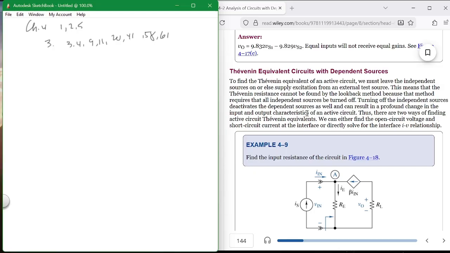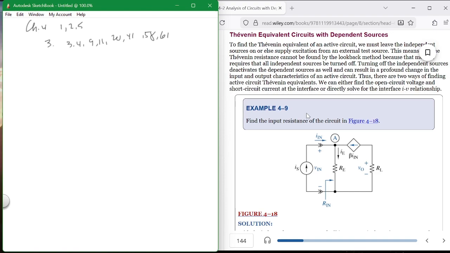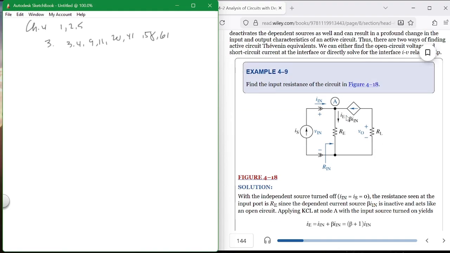Thus, there are 2 ways of finding active circuit Thevenin equivalents. I'm not going to ask you to do this, by the way, in a test. Thank you, Professor Evans. But this is how it's done. We can either find the open circuit voltage and the short circuit current of the interface directly, or directly solve for the interface IV relationship. Okay, so this is how you do this.